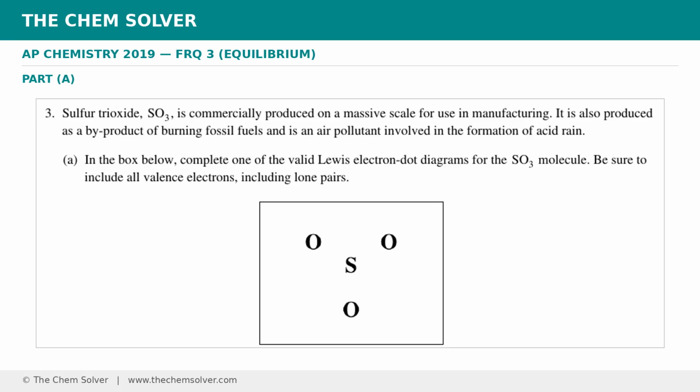In the box below, complete one of the valid Lewis electron-dot diagrams for the SO3 molecule. Be sure to include all valence electrons, including lone pairs.